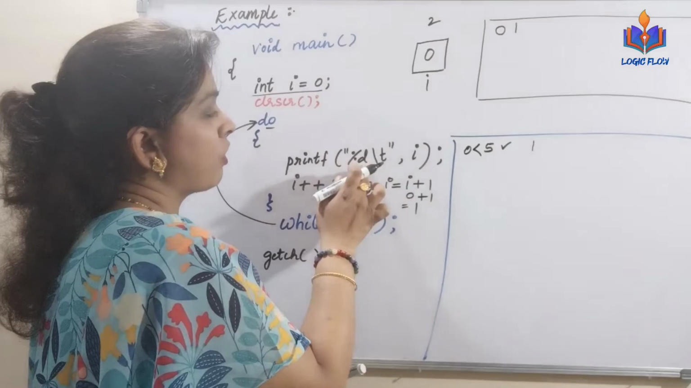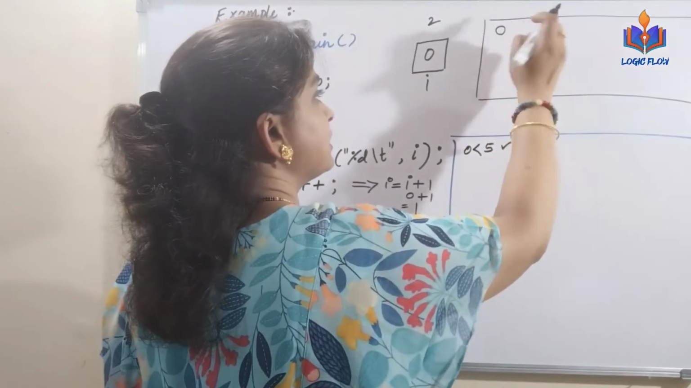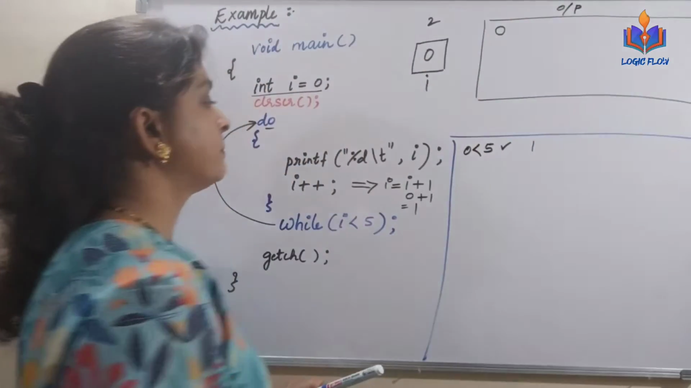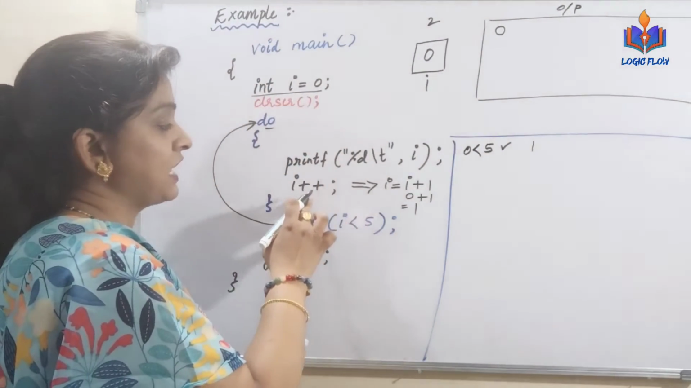So print the value of i. I am going to get 0. 0 will be printed. This is my output screen. 0 will be printed. Then i gets increased.